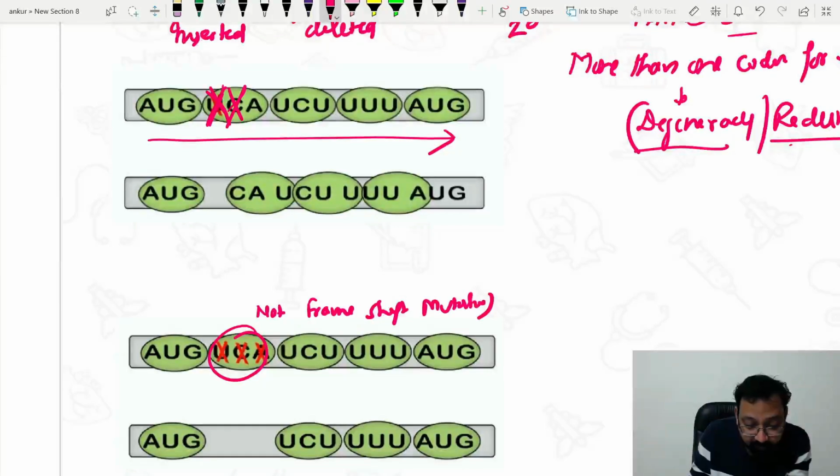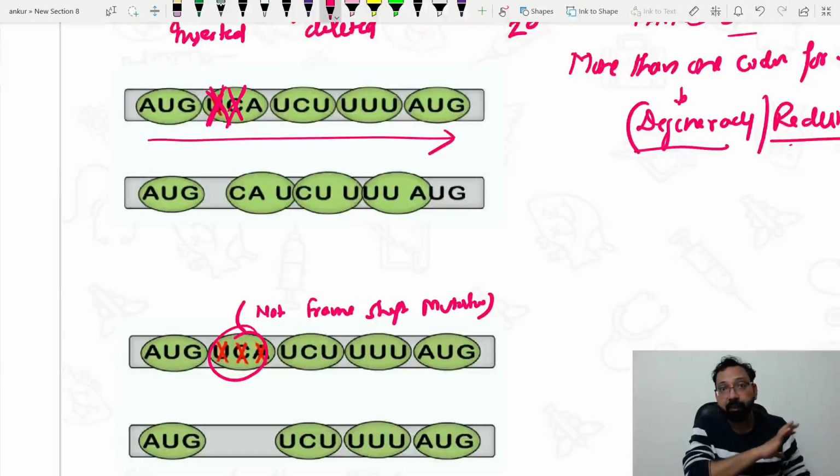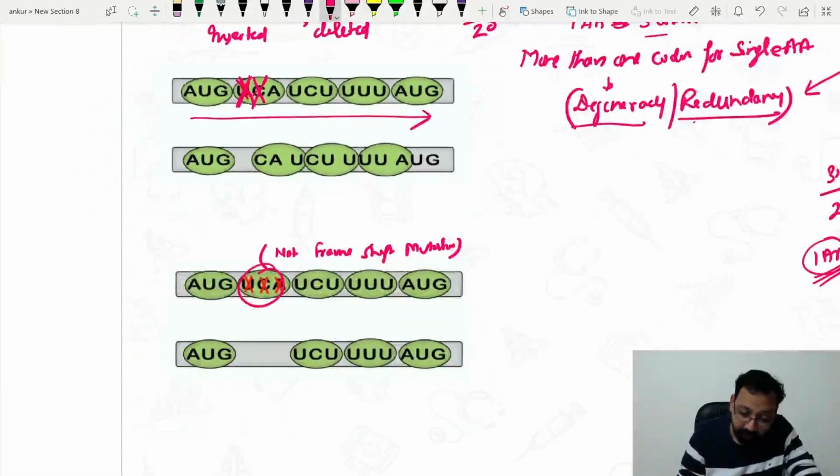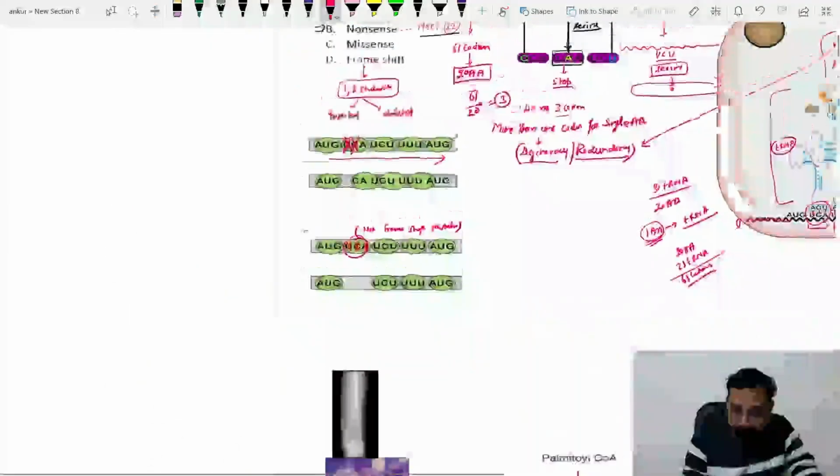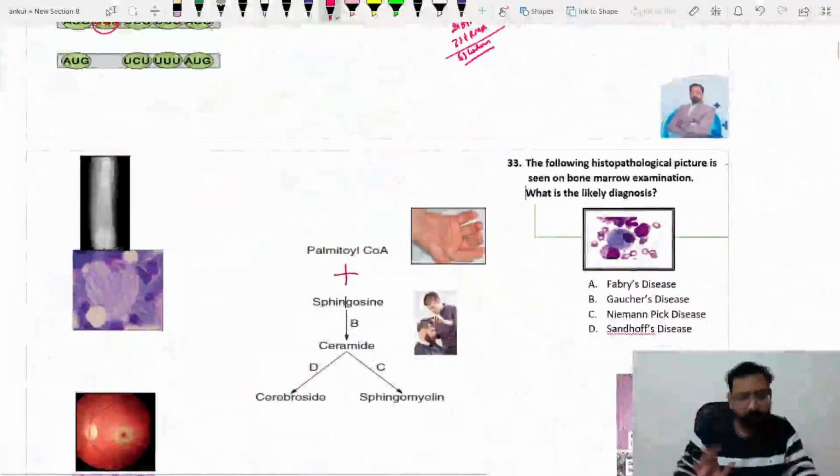The question is asked in such a way that they will give a nucleotide sequence in which three nucleotides in a sequence are removed. Is this mutation a frame shift, yes or no? No, it is not a frame shift mutation. Got the point? This is a very frequently asked question.